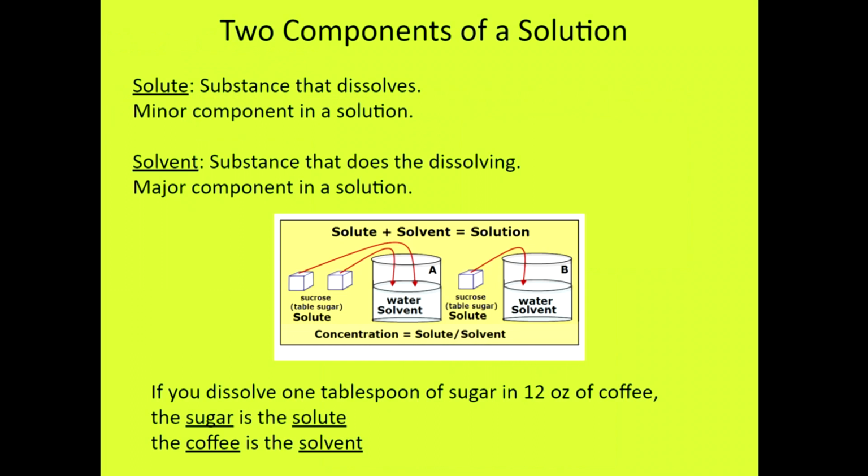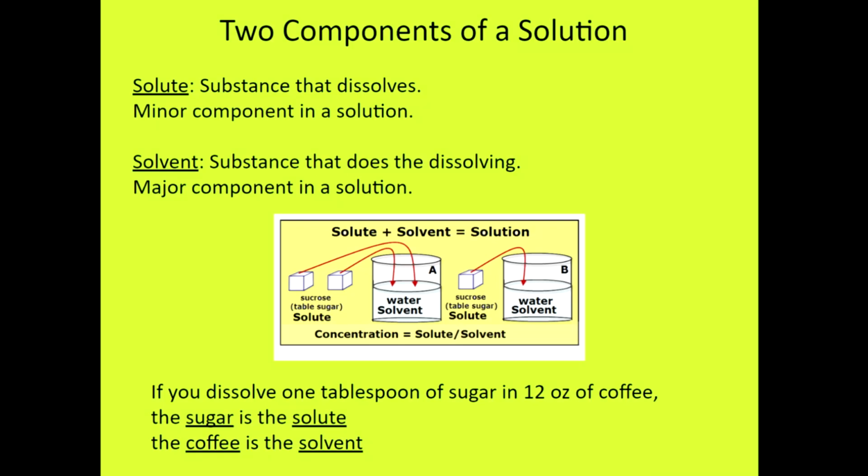There are two parts of a solution: the solute, which is the substance that dissolves. It's the minor component in a solution. The solvent, the substance that does the dissolving, is the major component in a solution. So if you were to dissolve some sugar in some water, the sugar is the solute and the water is the solvent.